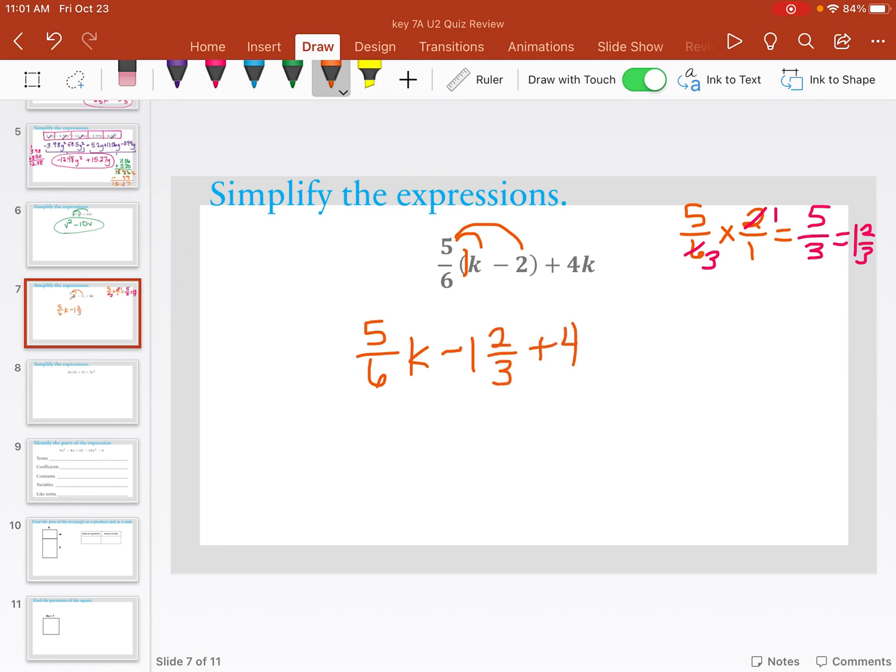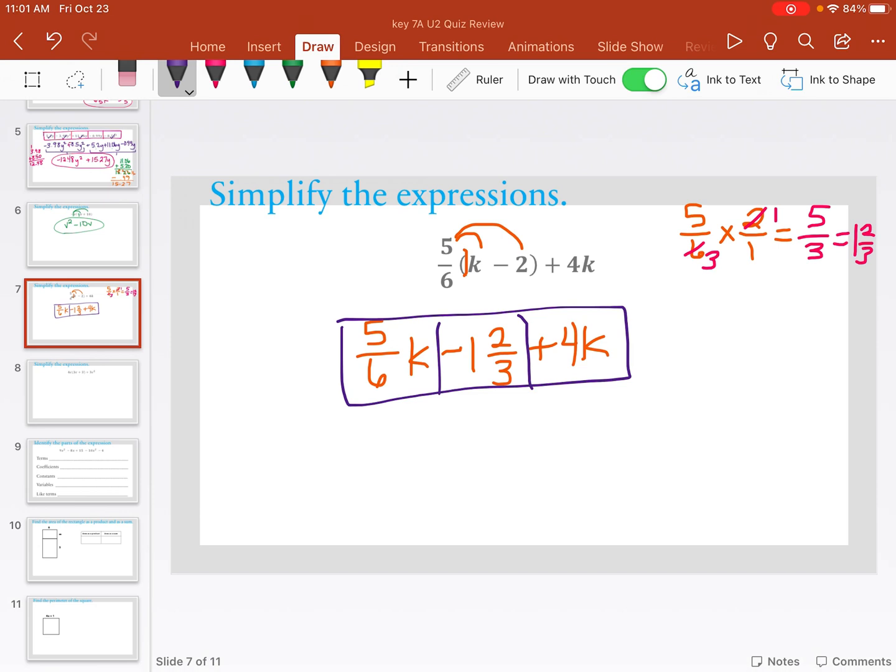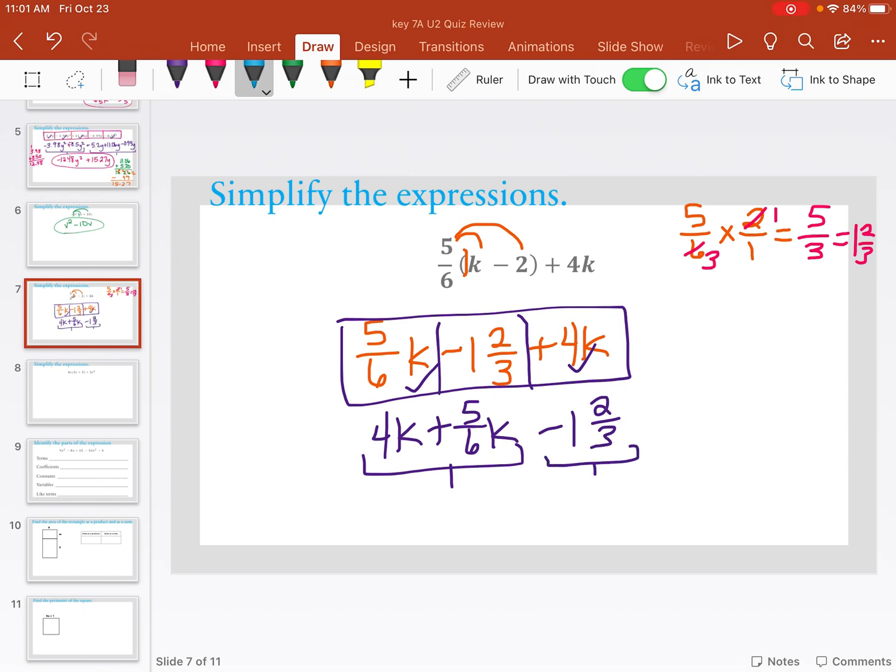Then bring down that plus 4k. Now that there's no parentheses, I can train it up and combine my like terms. So I see a k family, I have 4k plus 5/6 k. There's my k family, check, check. And then minus 1 2/3. There's my constant family. So 4 plus 5/6 is 4 5/6. Keep that last name k. Minus 1 2/3 because he was solo. And that is our answer.